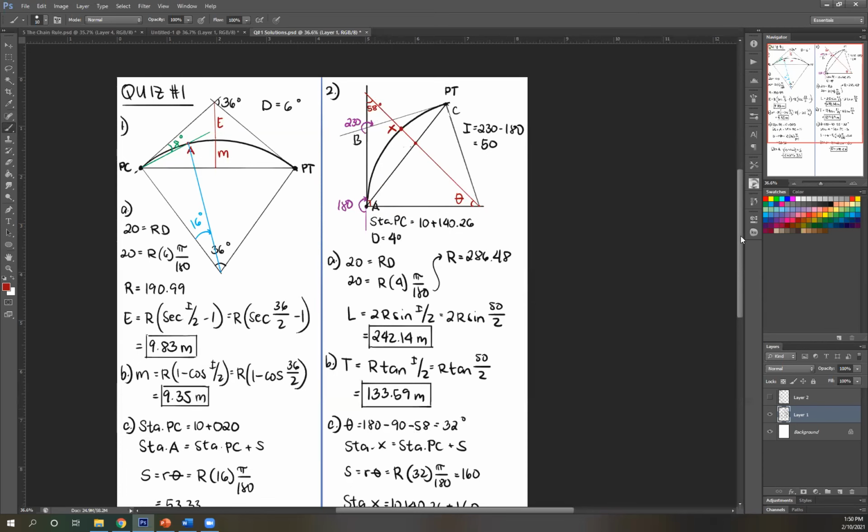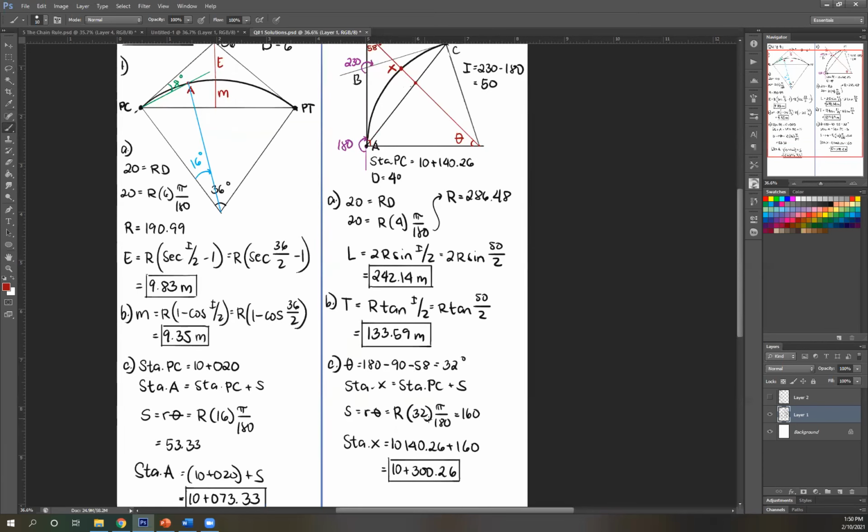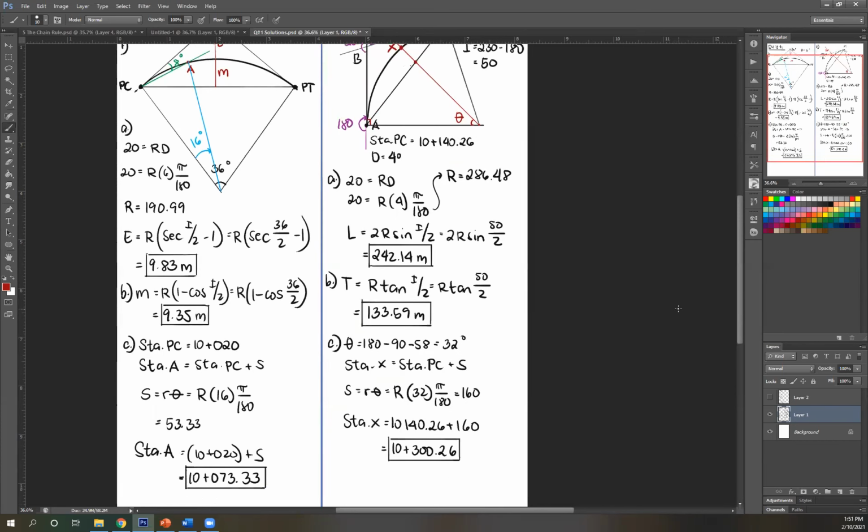Now I have my r and theta. So S equals r theta. R is this. Theta is, again, 32. Convert to radians, pi over 180. So you get S equals 160. So finally, station X is just your station PC, 10 plus 140.26, plus S, 160. So final answer, 10 plus 300.26.